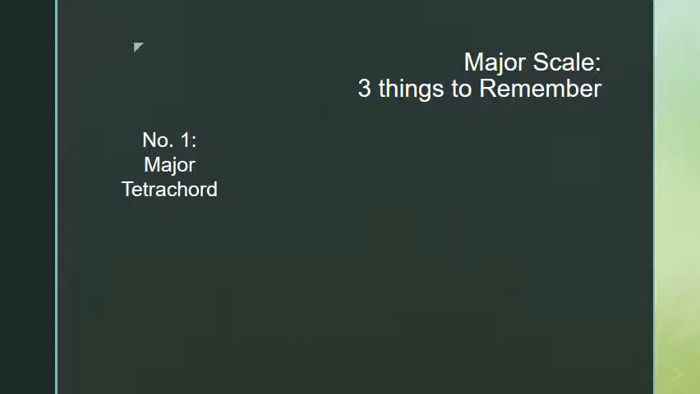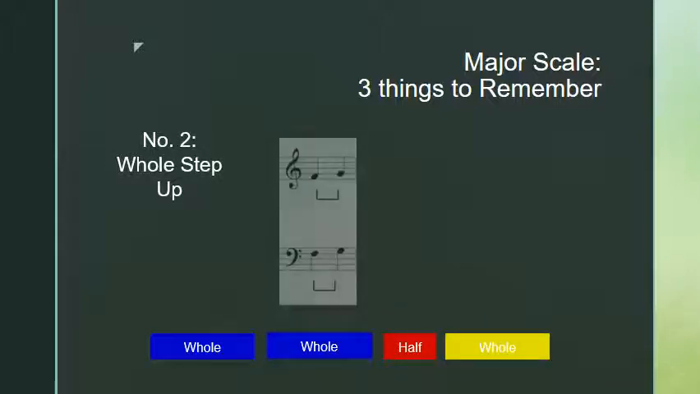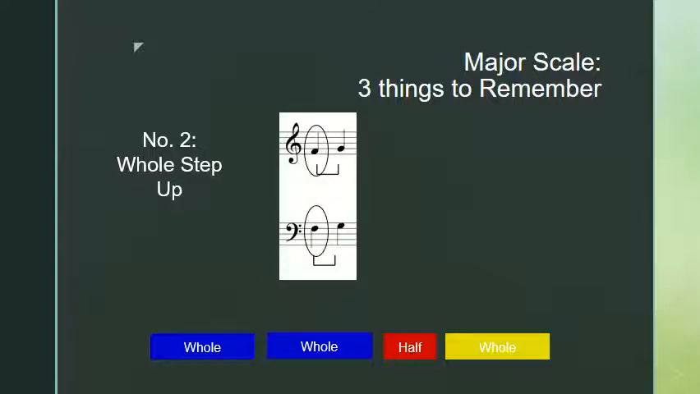For visualization purposes, I'm going to represent these as different colored blocks. The second thing that we need to remember is that we need to go up a whole step from the highest note of our last tetrachord. The highest note of our last tetrachord was an F, so we will be going up a whole step from the F to a G.